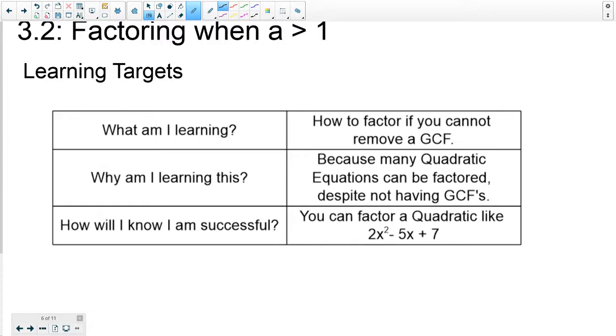So, factoring when a is greater than 1. What we are learning is how to factor if you cannot remove a greatest common factor, because many quadratic equations can be factored despite not having greatest common factors, and you can factor an equation like 2x squared minus 5x plus 7.